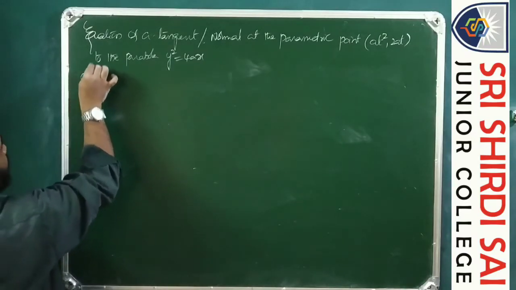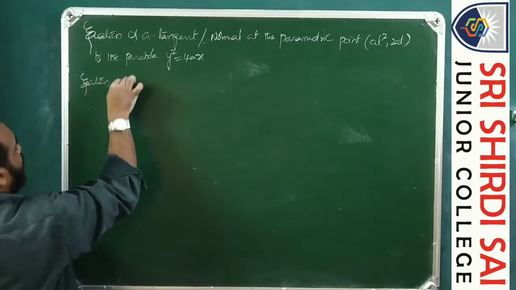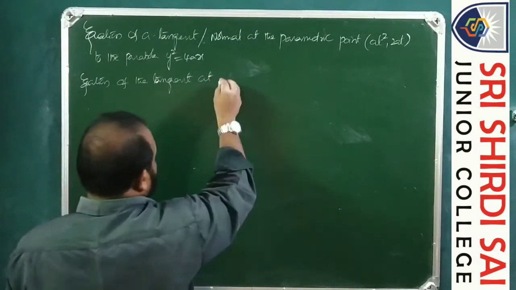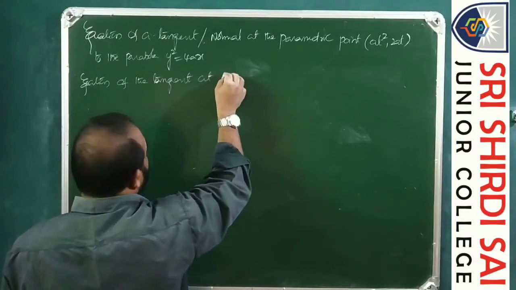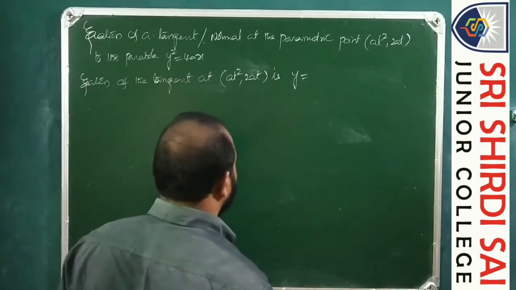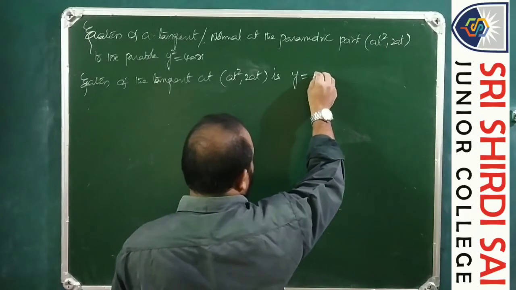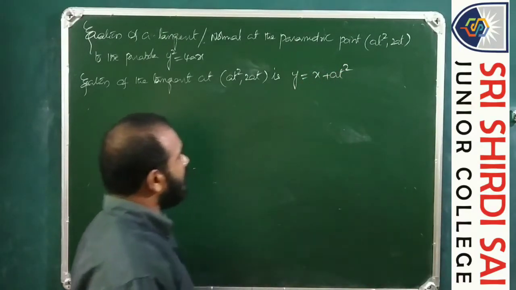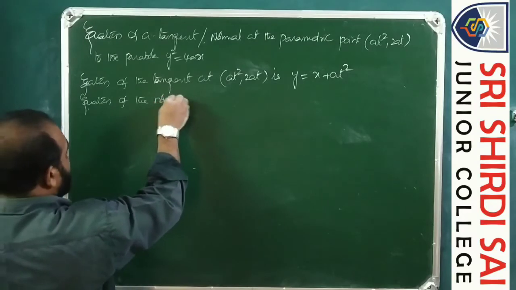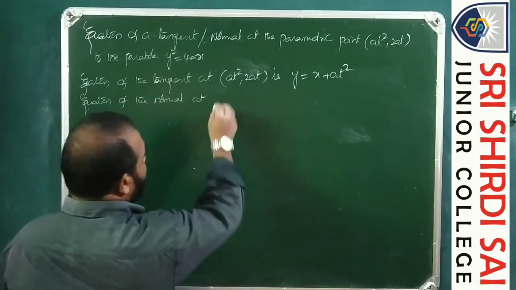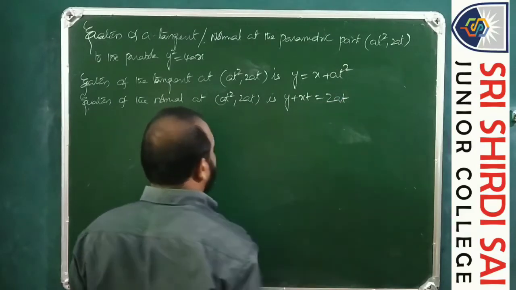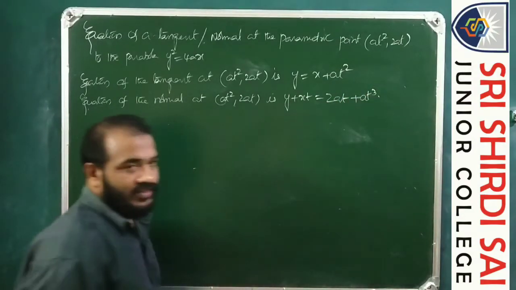So the equation of the tangent at the parametric point (at², 2at) is y = x plus at², and the equation of the normal at the parametric point (at², 2at) is y plus xt equals 2at plus at³. So let us see this now.